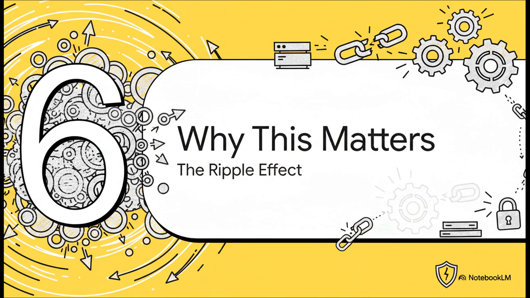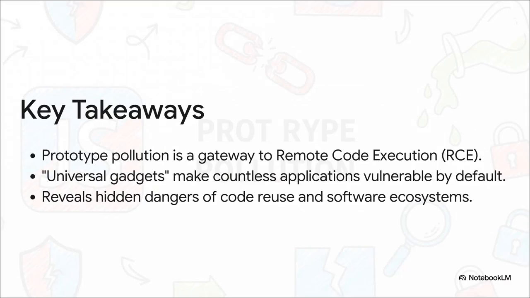The ripple effect from this research is just huge. It reveals some really deep and maybe a little uncomfortable truths about how we build modern software and the kind of hidden risks we're all accepting. So what's the big takeaway here? Well, first, prototype pollution is not some obscure minor bug. It is a critical vulnerability that can lead to a full system takeover.